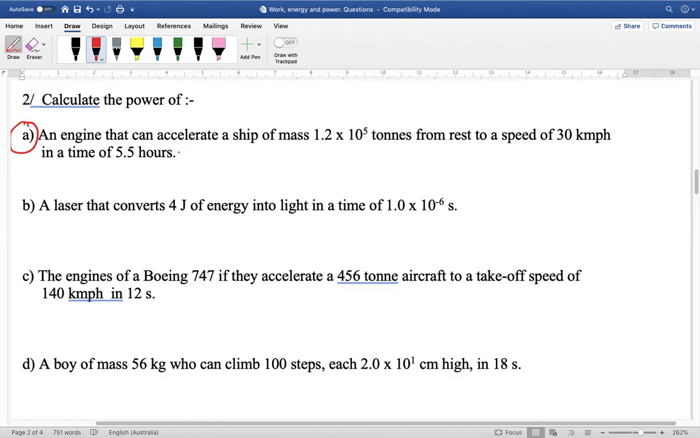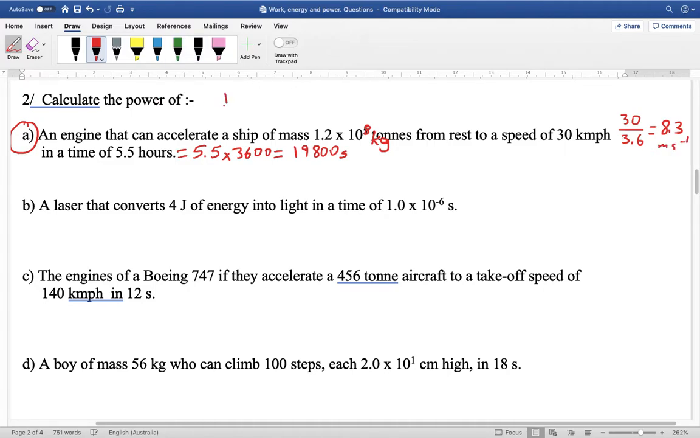So let's start with converting time to seconds. We have to multiply by 60 to get to minutes and then 60 to get to seconds. So we end up multiplying by 3,600, which gives us 19,800 seconds. That's our time. To change this mass to kilograms, I'm going to write this as 10 to the power of 8 kilograms, as 1 ton is 1,000 kilograms. And to convert speed from kilometer per hour to meters per second, I'm going to divide this by 3.6, as I explained earlier in class, which gives me 8.3 meters per second.